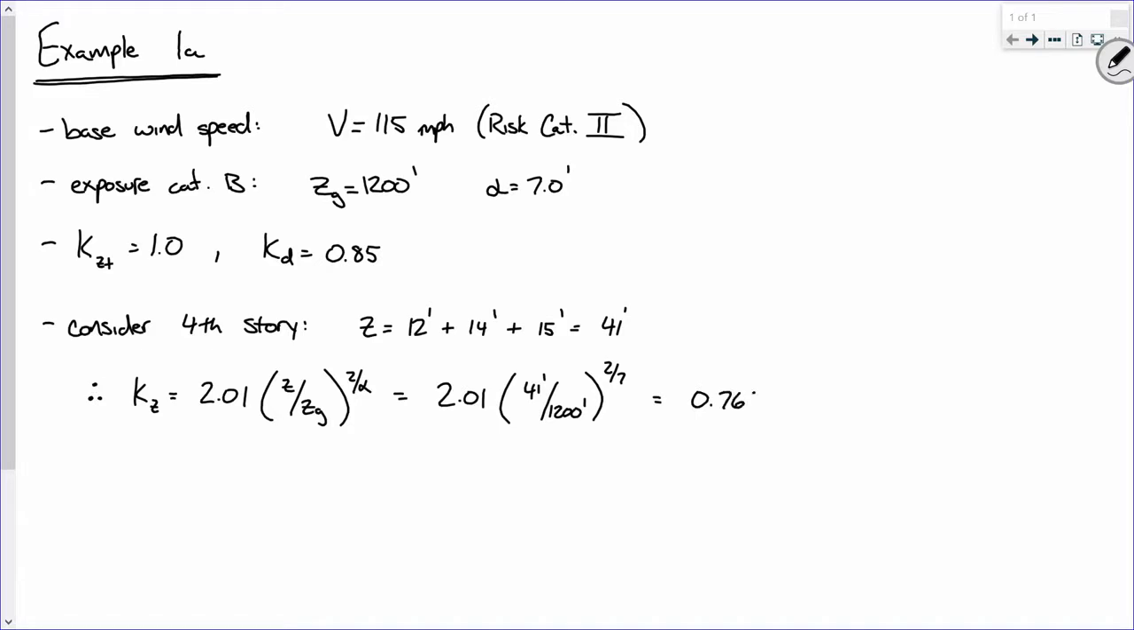766? All right, that's what you got? All right, okay. So that's Kz. So we think we have Kz, we have Kzt, we have Kd, and we have our velocity. We can determine our wind pressure pretty easily.